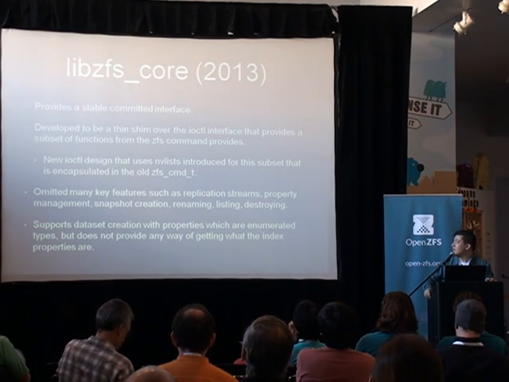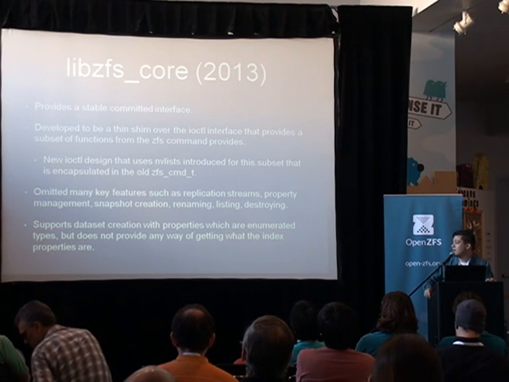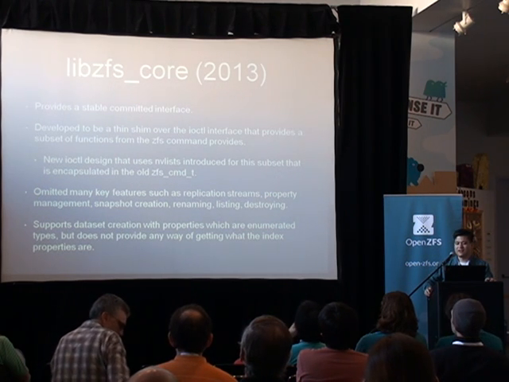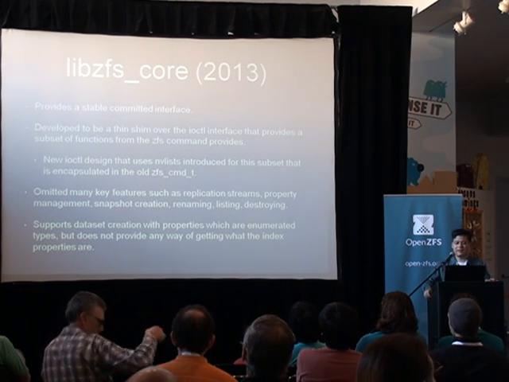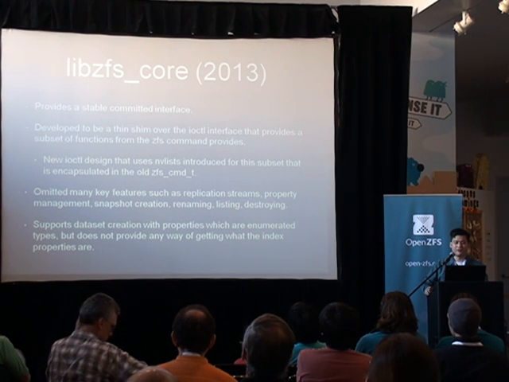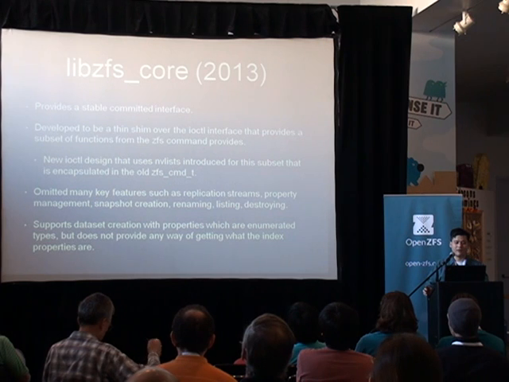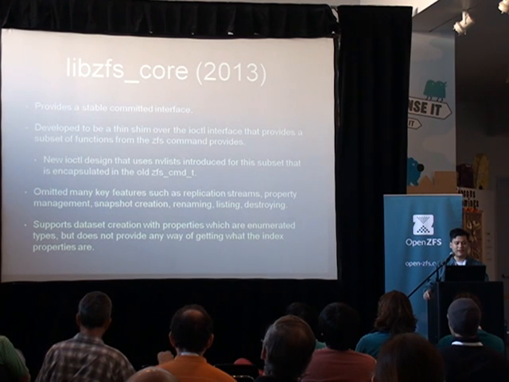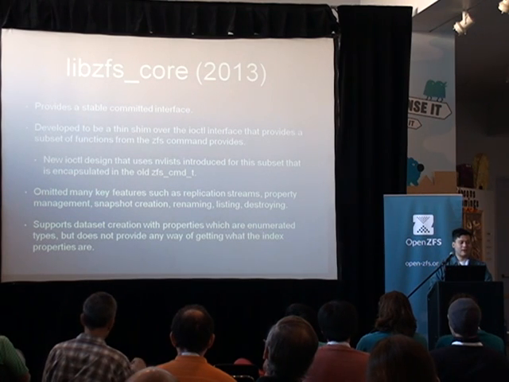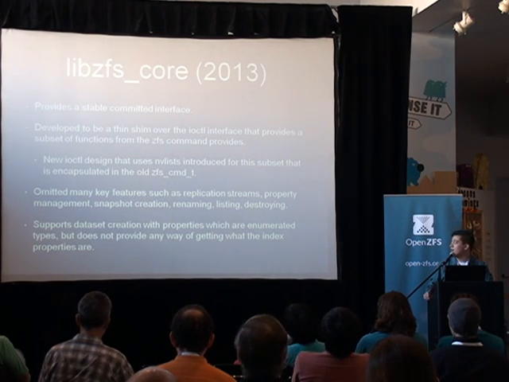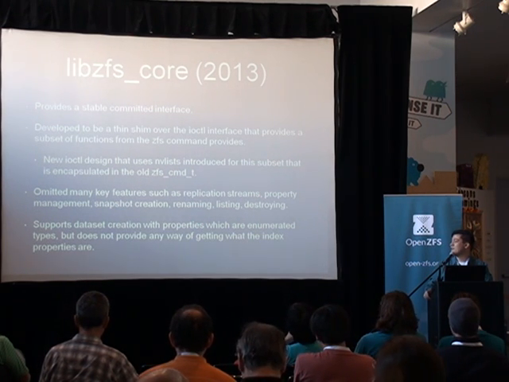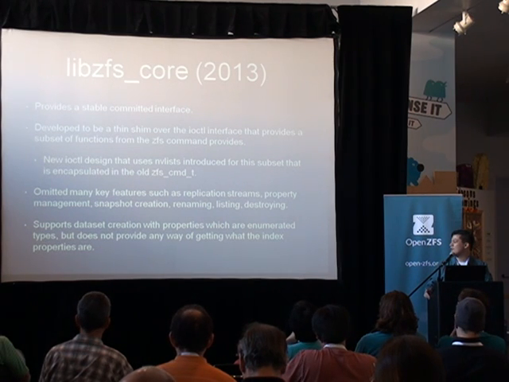So there's been some work done toward providing a stable interface. That was OpenZFS 4, which unfortunately was at the heart of the 0.6.3 fiasco in regard to the ioctl interface changes. Well, not the heart, but one of the things that contributed to the changes. It provided a stable creative interface, and it was meant to be a thin shim over the ioctls. It even introduced a new ioctl design.